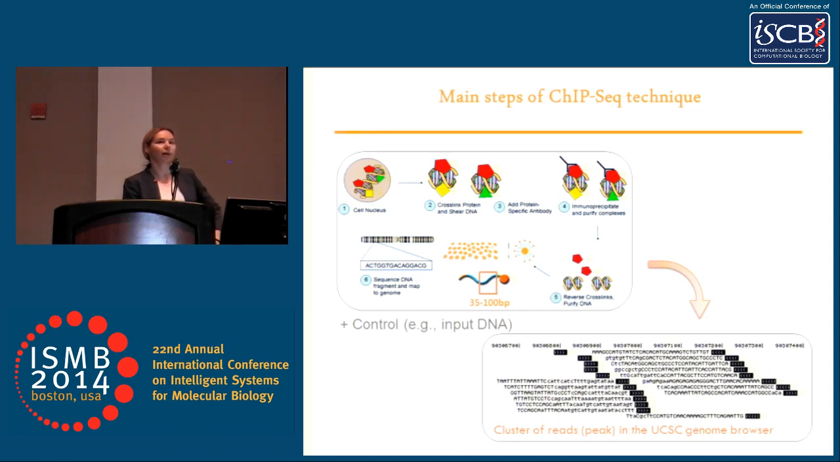In parallel, we do a control experiment. The most often used control is input. This is when we just cut DNA into pieces and we sequence them. You can consider this input experiment as like low density whole genome sequencing.